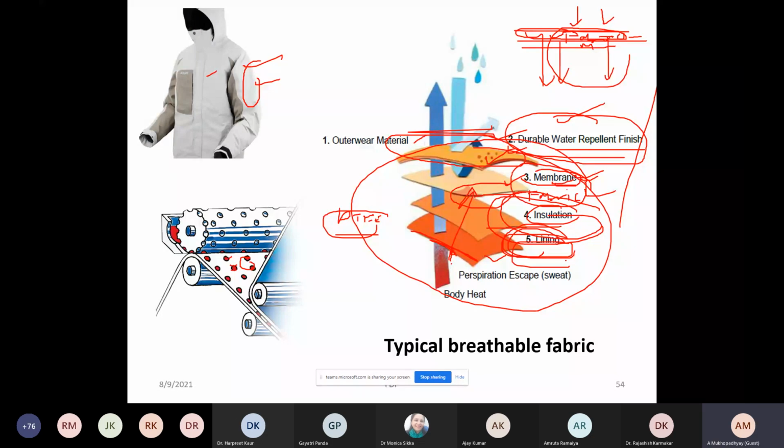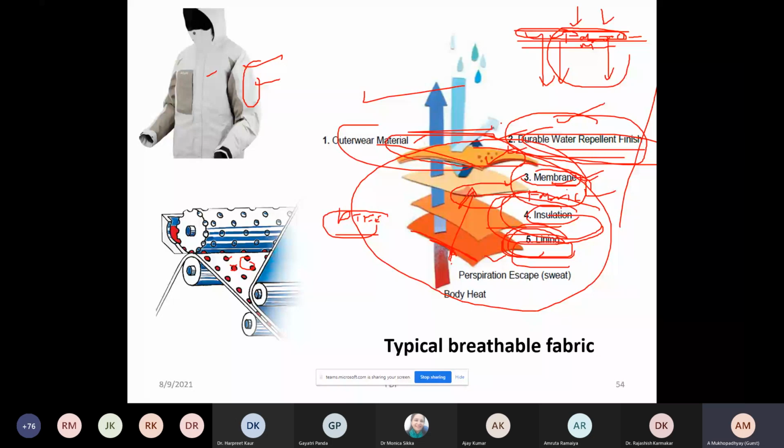Jacket construction everything depends on the external climate. If the external climate is 0 degree, you need a different kind of jacket. If it is minus 35 degree, you need a different kind of jacket. So the jacket construction will be different depending on the external condition. If there is no rain, obviously you do not need the durable water repellent finish fabric on the outer material. So external climate plays a vital role whenever you are making this sort of jacket.